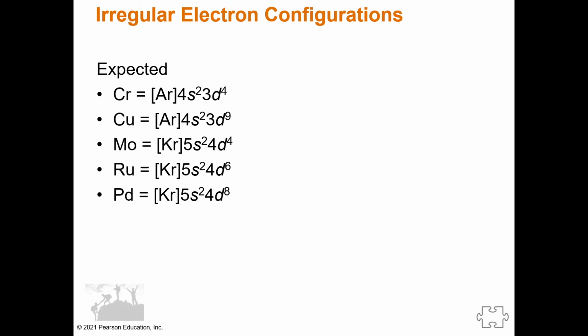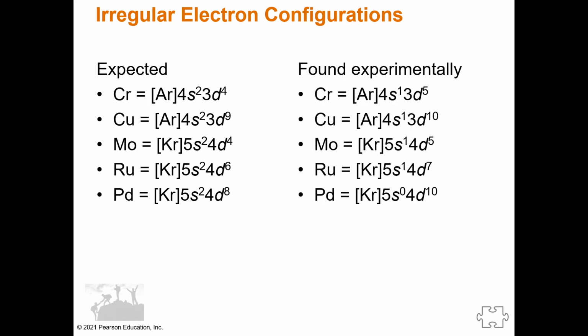For these 5 elements, we're showing you the configurations that are expected. But found experimentally, we actually see these electron configurations. So I already pointed out Cr. We would think that it'll be 4s2, 3d4, but in actuality, it's 4s1, 3d5. You must memorize these 5 irregular electron configurations.